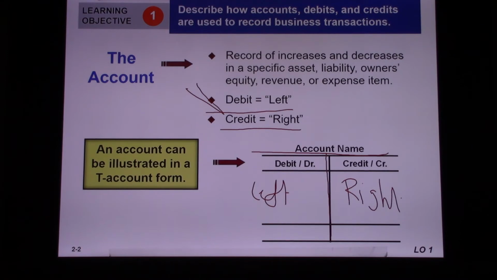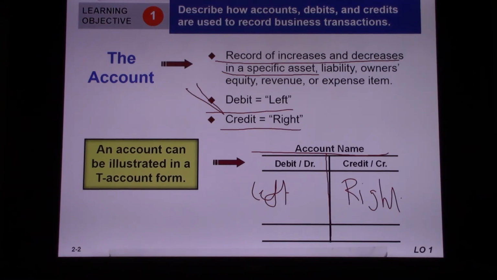So, this account keeps tracking of any increase or decrease in a specific asset or a specific liability or owner's equity. So again, the account means keeping a record of increases and decreases in a specific asset account. For example, in the equipment account, cash account, accounts receivable account, in all of these you are keeping track of what happened in the account. When you buy land, your account will increase. And when you sell the land, your account will decrease.